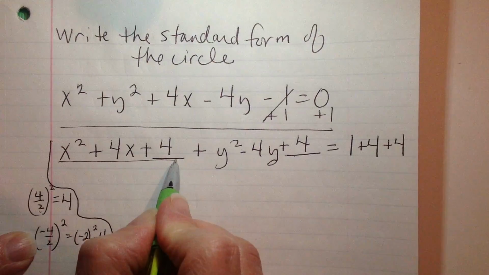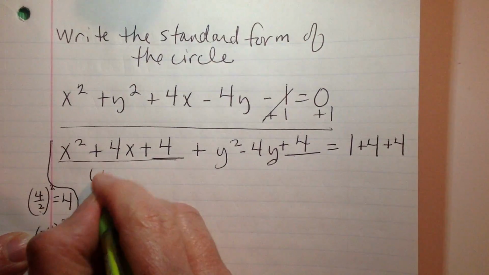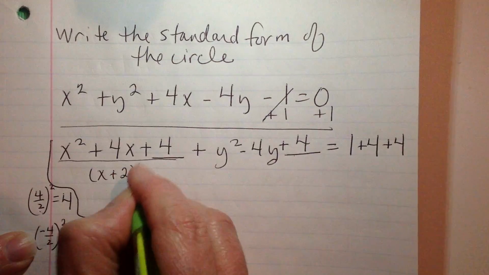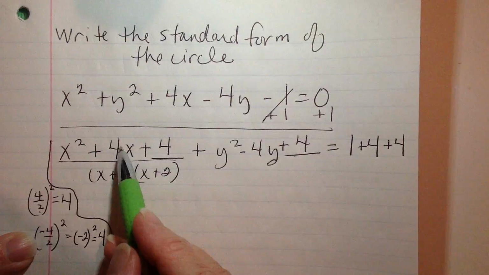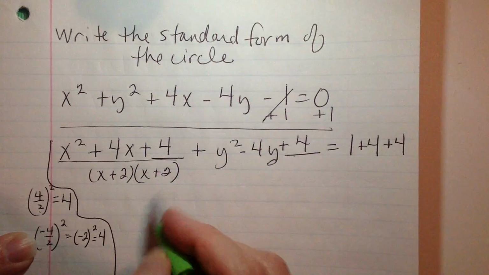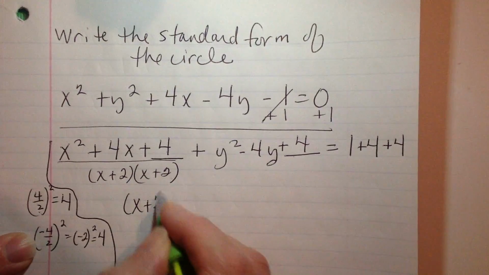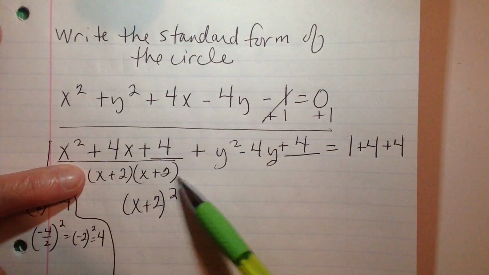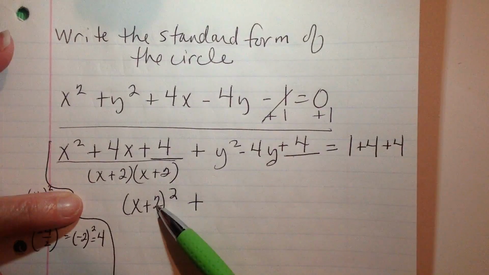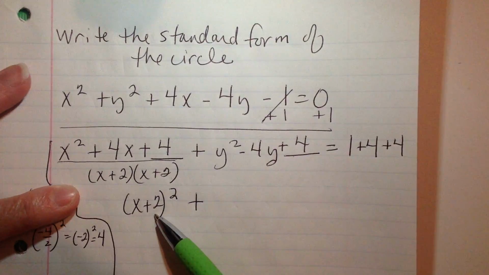factor this perfect square trinomial. If you need to write it down into the two binomials, you can. Factors of 4 that add together to give you 4 is 2 and 2. And we can write that x plus 2 squared plus, and again, you don't have to put this step, but I'm just showing you where I got this part of the problem here.